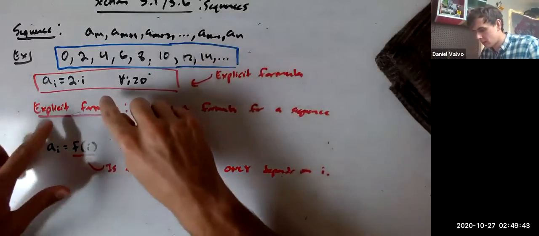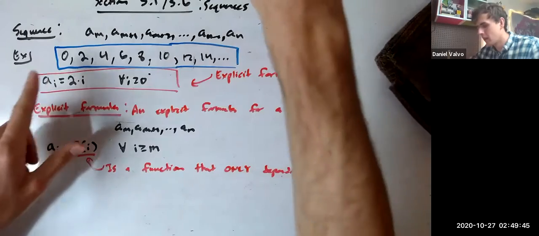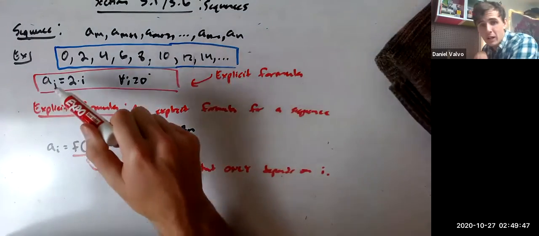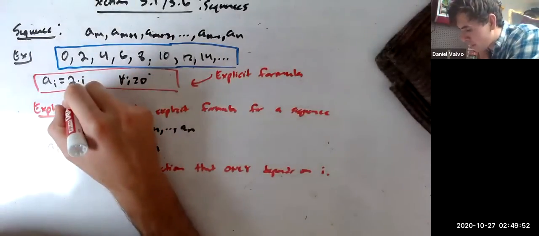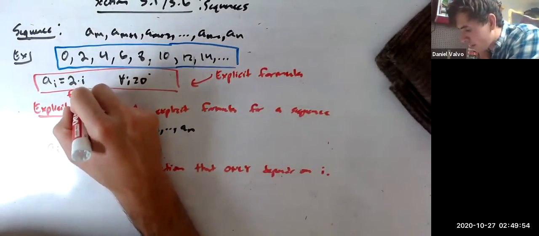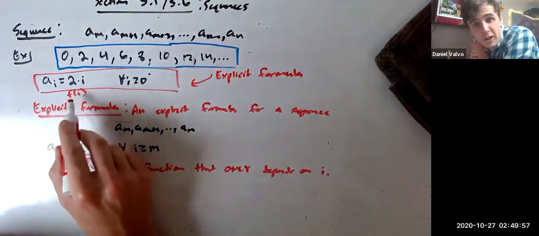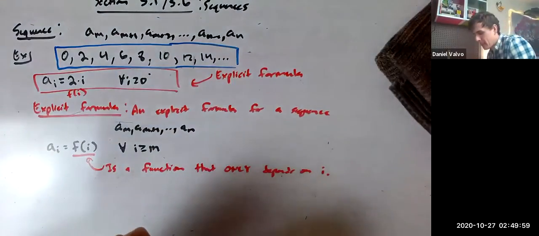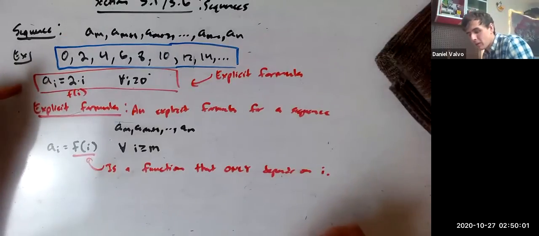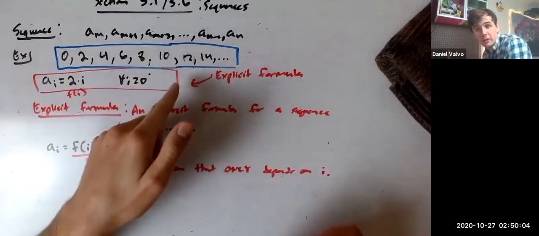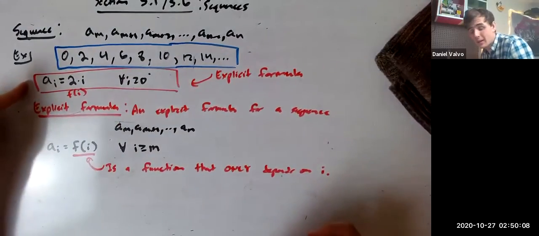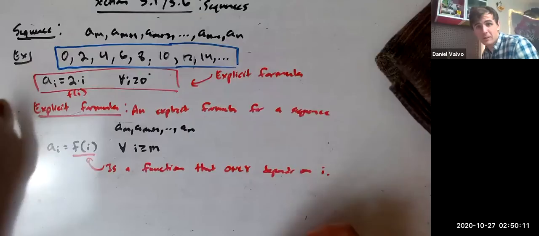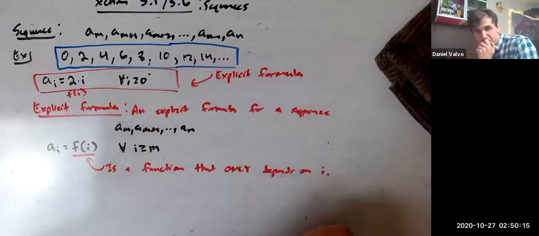And so notice that in our example here, where we had the even numbers 0, 2, 4, 6, 8, 10, 12, 14, all the evens, our formula was 2 times I. Our function was 2 times I. And so every single term in this sequence just depends on where it is in the sequence. It's just 2 times its index, where you start at 0.